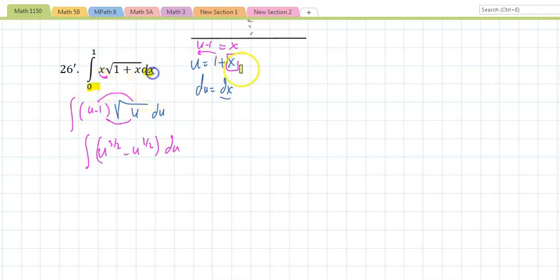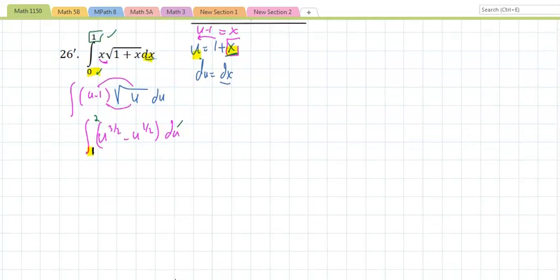If I put a 0 in for x, wouldn't u equal a 1? And if I put a 1 in for x, wouldn't u equal a 2? If I have a definite integral, which means I have the limits on the integral, I could change the limit from dx to du and never go back. And that's worth doing because we're going to be integrating in multiple steps. That saves you a few steps in the long run.